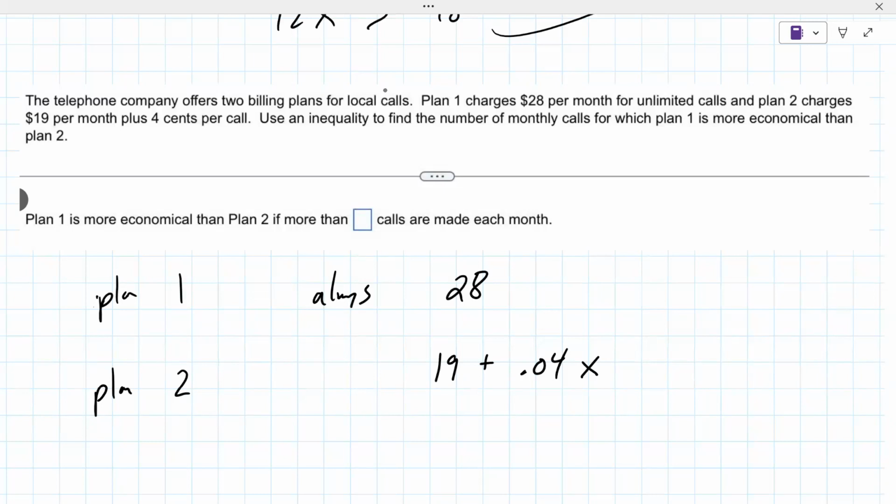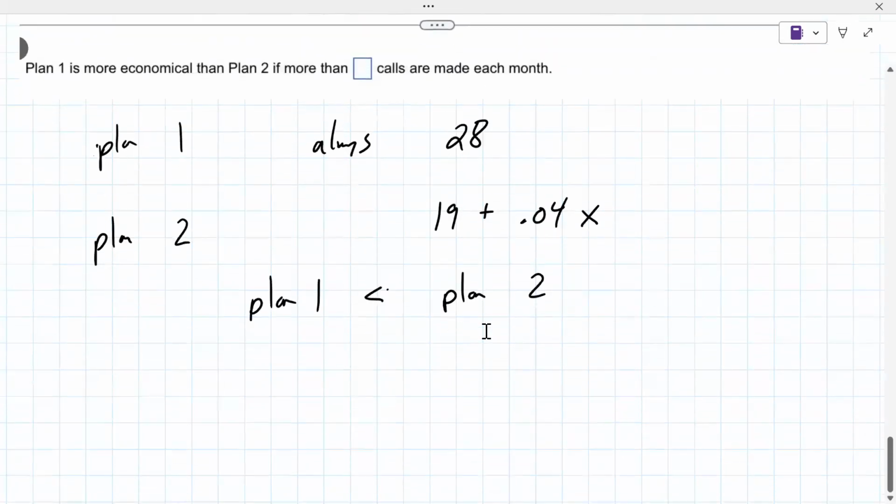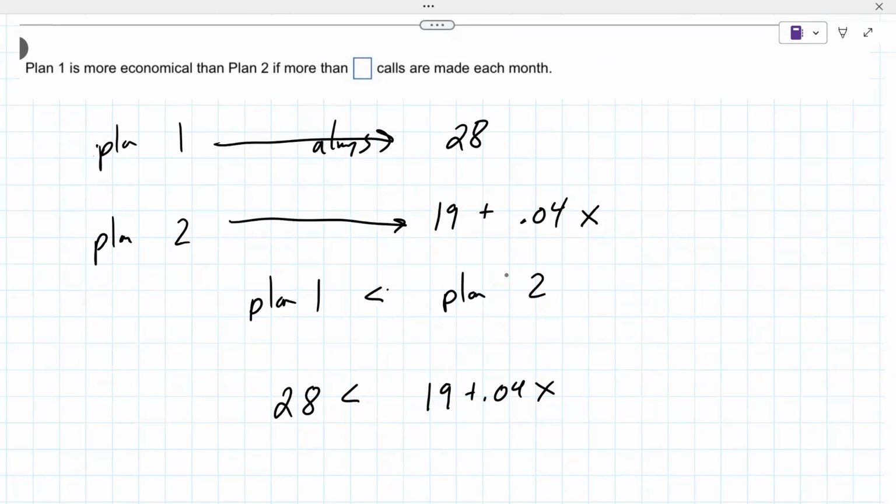So the idea here is that plan one is better if you basically want to know when plan one is less than plan two. Because better in this case means cheaper, less money. So that means that 28 is less than 19 plus 0.04x. It's like we have plan one and then we have plan two. Do you need more explanation on the equations or this part?